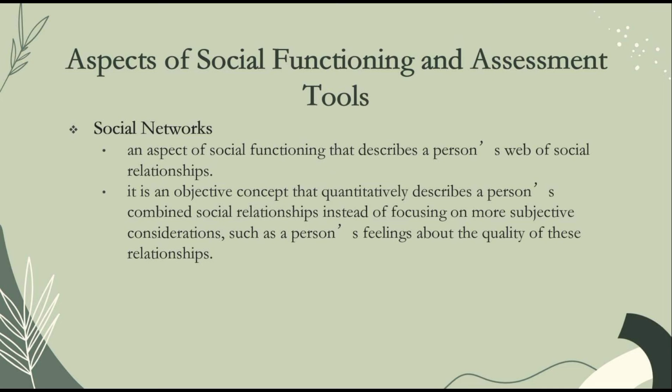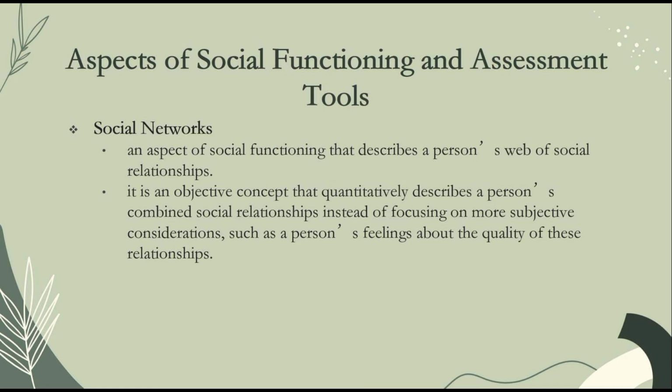Social networks. It is an aspect of social functioning that describes a personal web of social relationships. It is also an objective concept that quantitatively describes a person's combined social relationships instead of focusing on more subjective considerations such as a person's feelings about the quality of these relationships. Aspects of a person's social network include size, the number of people considered to be part of the network. Next is density, the connectedness of the members. Next is boundedness, traditional boundaries that define group memberships such as family, neighbors, and church.